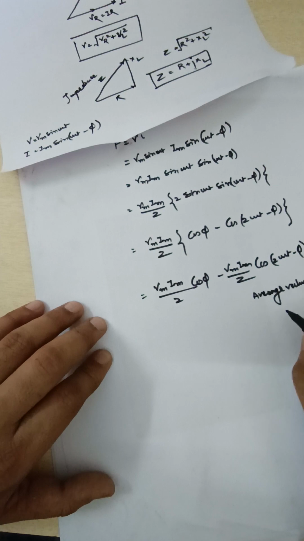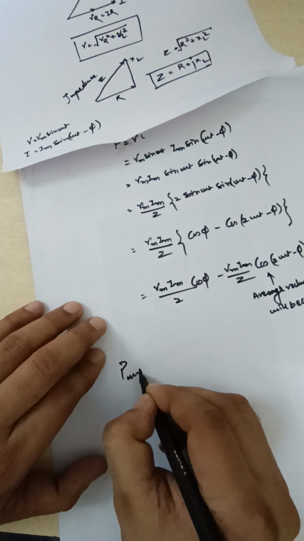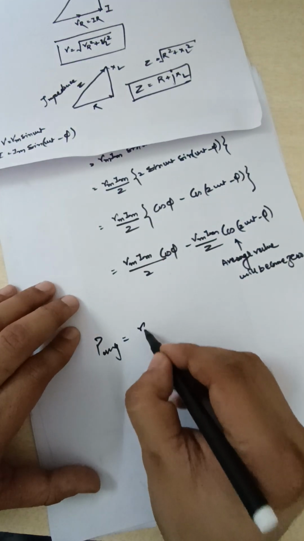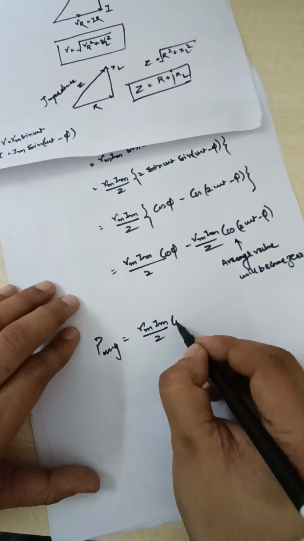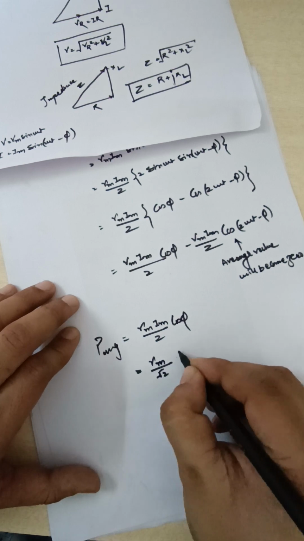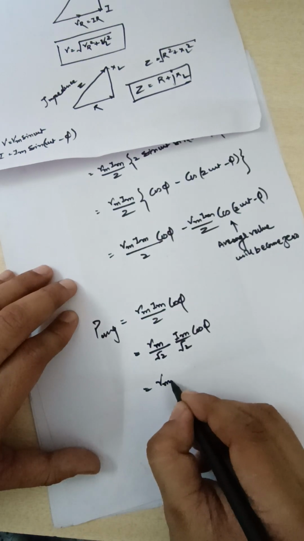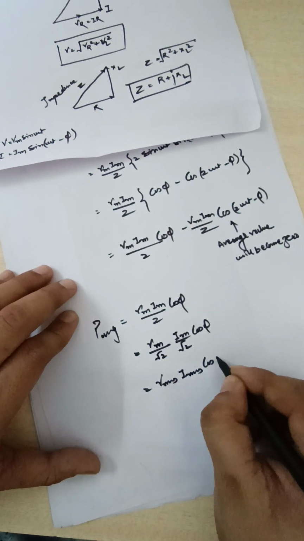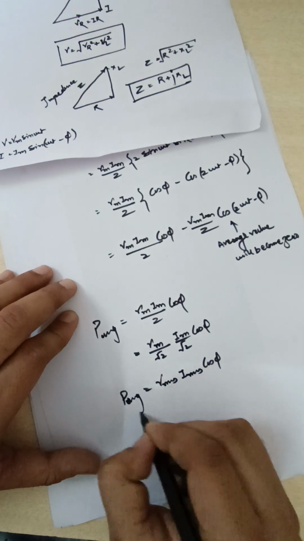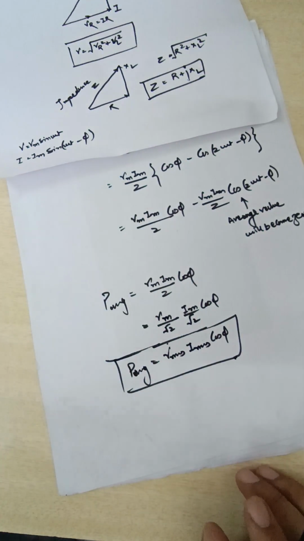The average value of the second component will become 0. So overall P average will be equal to Vm Im by 2 cos phi. So in place of Vm Im by 2 we can write Vm by root 2 into Im by root 2 into cos phi. So it will become Vrms Irms cos phi. This will be the average power for series RL circuit. Clear?